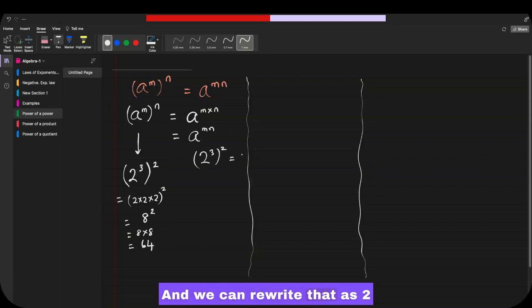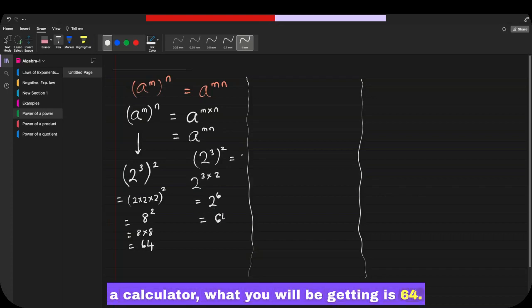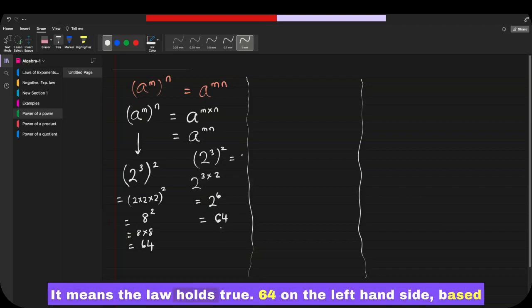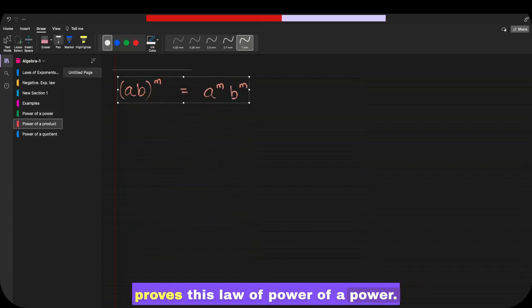And we can rewrite that as 2 raised to the power 3 times 2. 3 times 2 is 6. And that will be equal to 2 raised to the power 6. If you punch 2 raised to the power 6 into a calculator, what you will be getting is 64. So the law has actually been proven here, right? It means the law holds true. 64 on the left-hand side based on doing it this way, and based on doing it the other way, we also got 64, which also proves this law of power of a power.